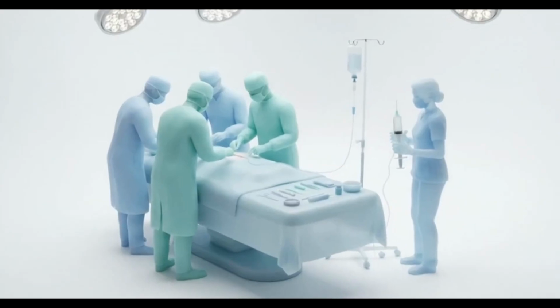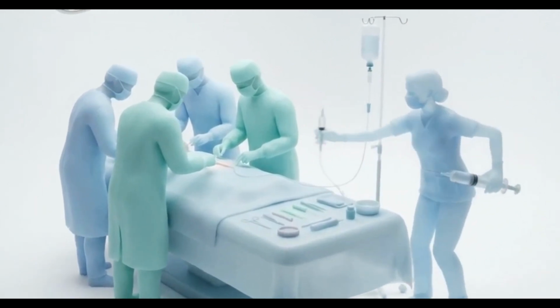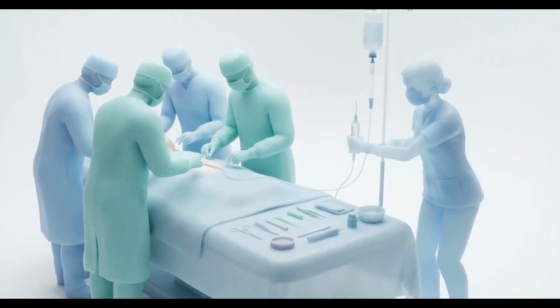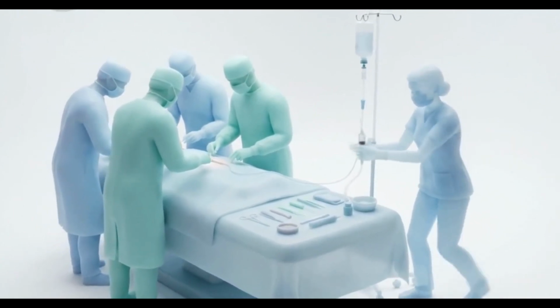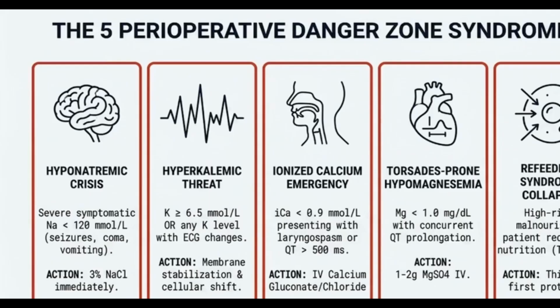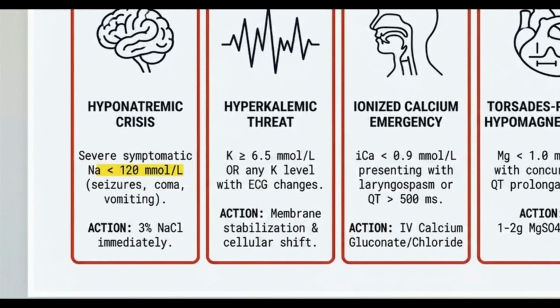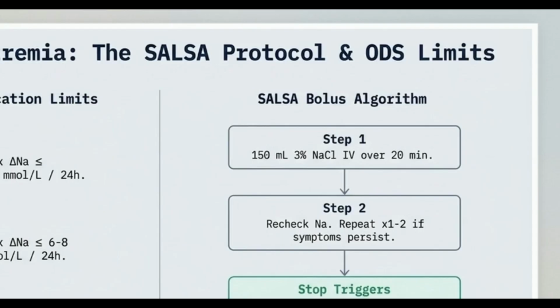There are, however, 5 physiological derangements that bypass the triad entirely. These danger zone syndromes are absolute clinical emergencies that mandate immediate, protocol-driven medical intervention. Looking at panel 1, the first of these is severe symptomatic hyponatremia. This is triggered when serum sodium drops below 120 millimoles per liter and the patient presents with seizures, coma, or profound cardiorespiratory distress. The algorithmic response requires rapid neurological rescue.